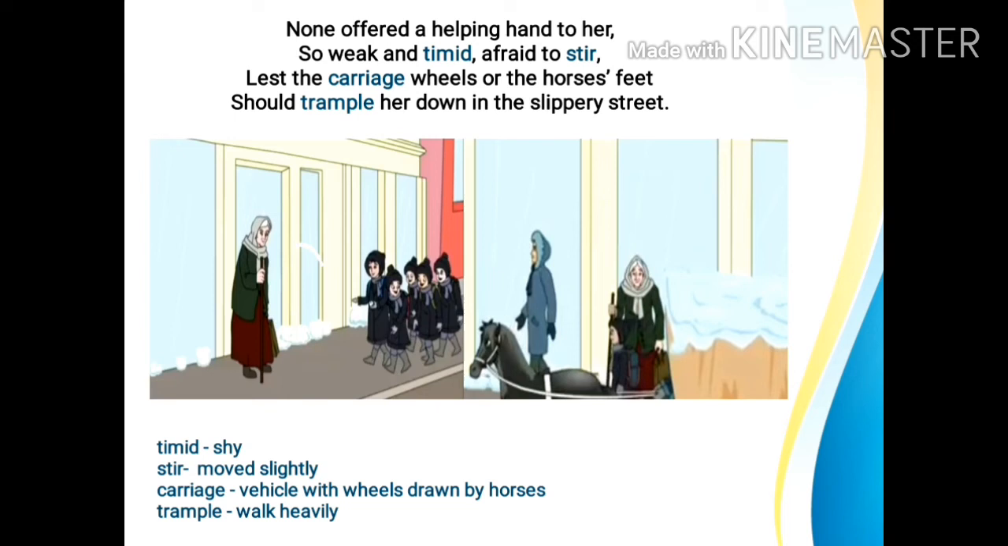So in this stanza, the poetess describes when the old woman was standing on the side of the road with the expectation that somebody would give her a helping hand to cross the road. The school was let out, and all the schoolboys were passing quickly along the road. Among all the boys who passed, no one even noticed that the old woman needed help. No one offered her a helping hand to cross the road. And as she was very weak and timid, she was afraid that the carriage wheels or the horse's feet may run over her on that slippery road. So she was just standing on the side of the road.